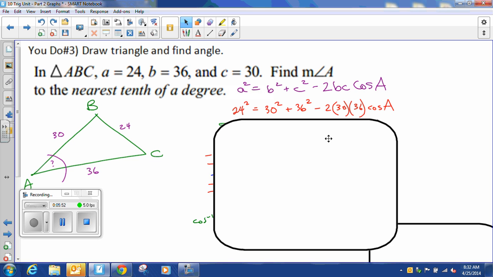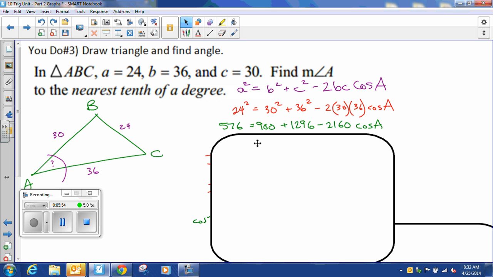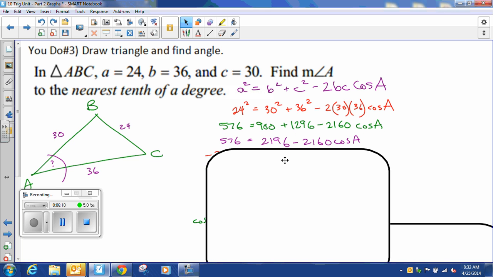So we just have to do a lot of simplifying. 576 equals 900 plus 1296. So any calculator would work for this. Minus 2,160 cosine A. Let's combine like terms in the middle. That's 2196 minus 2160 cosine A. Once again, you cannot subtract these.